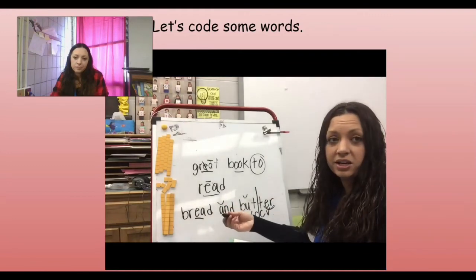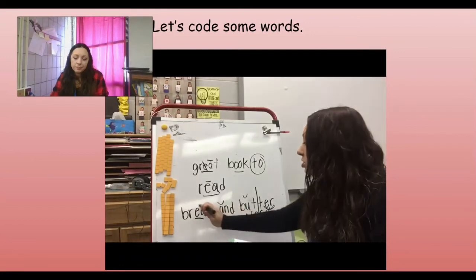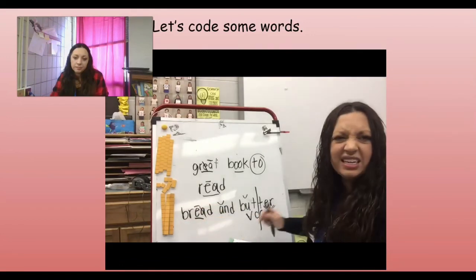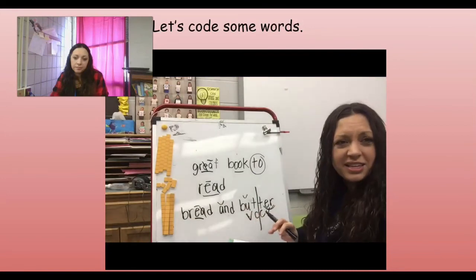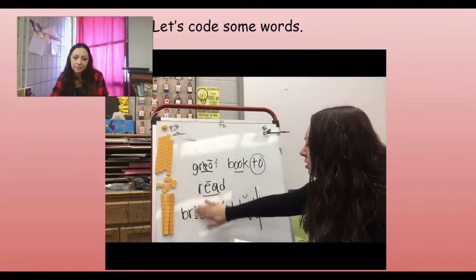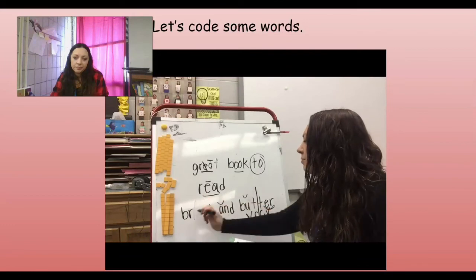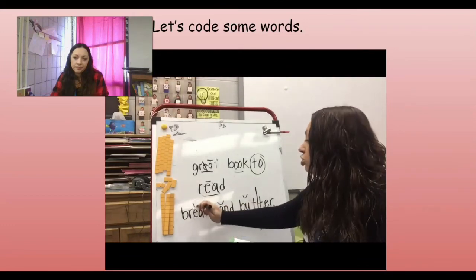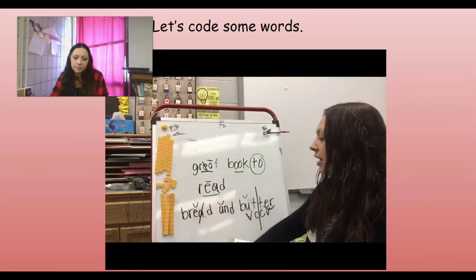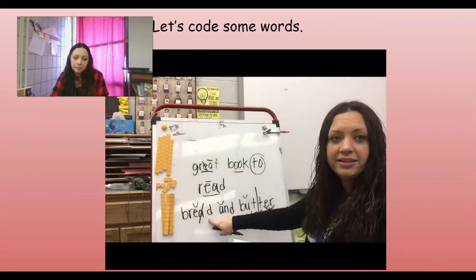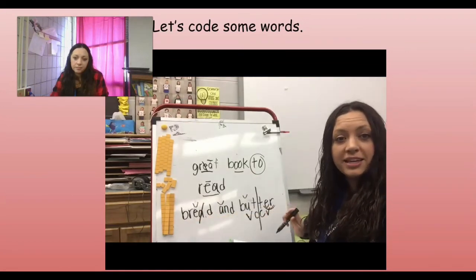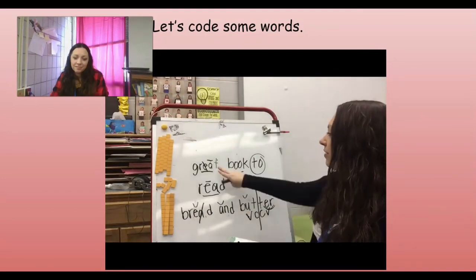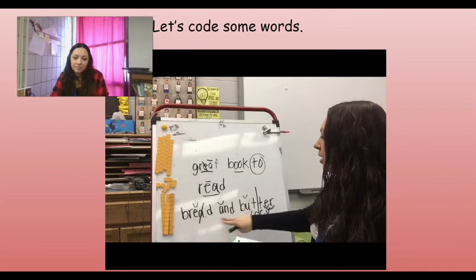The first way that I can do it is the one that we did first, which is the long E, silent A. So "breed." Breed and butter. Does that make sense? No. All right, let's try it again. I can also make it a short E, silent A. "Bread." Bread and butter, does that make sense? Yes, it does. So if you look, we have "great book to read, bread and butter."